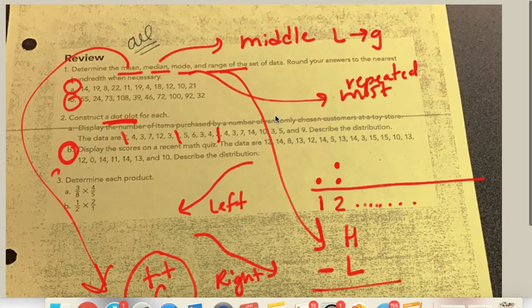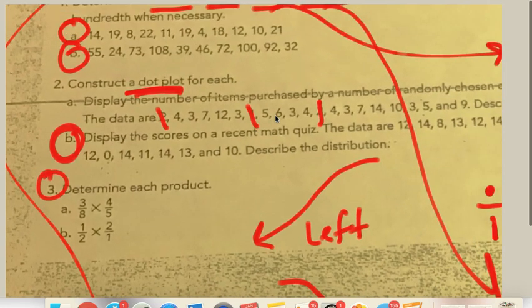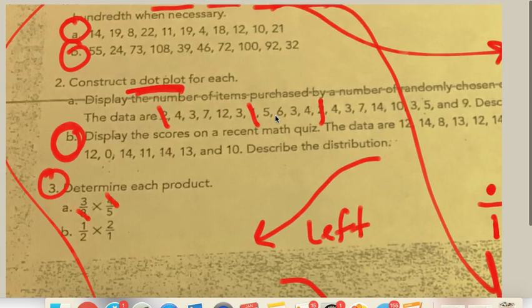And then you got to answer 3, which you should know how to do. Remember, you are just multiplying straight across. And you can simplify ahead of time if you'd like to. So for here, I would maybe simplify the 4 and the 8, and it would become 1 and 2. So now I'm just going to be doing 3 times 1, which is 3. And then I would do 2 times 5, which is 10. And now my answer is already simplified for me.